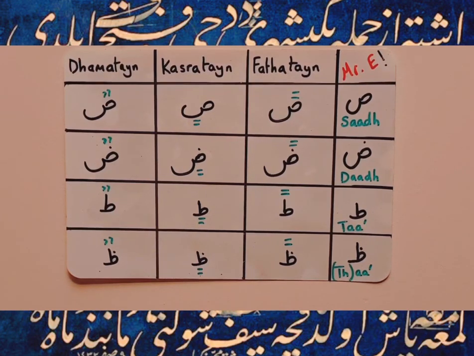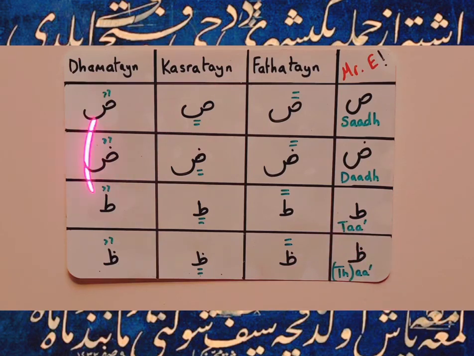Okay, so let's go through them one more time before we end. For the letter sad, we've got sun, sin, son, dun, din, dun, tan, tin, ton, and dhan, dhin, dhun for the letter dha. So today we've looked at sad, dad, ta, and dha.